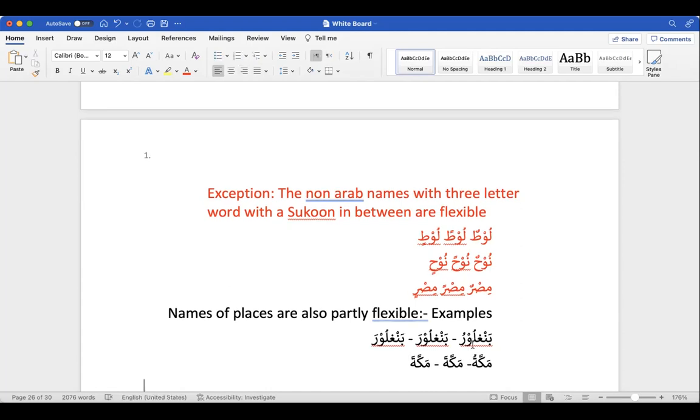Now take the example of another place name, Bangalore. Okay, so Bangalore is a place name. So all the place names are also partly flexible. So you can see, except the 3-letter ones. So Bangalore, it can be Bengaluru, Bangalora, Bangalora. Okay, in all the states.